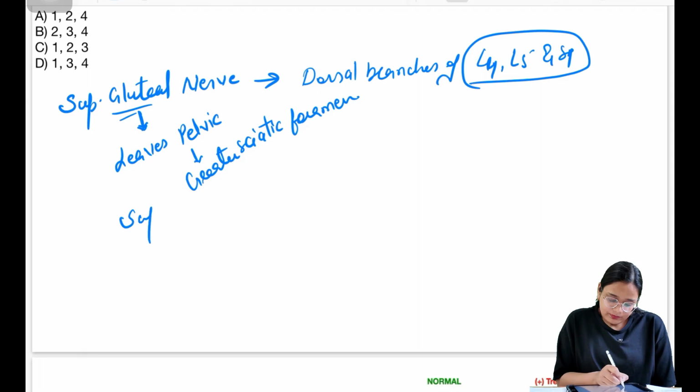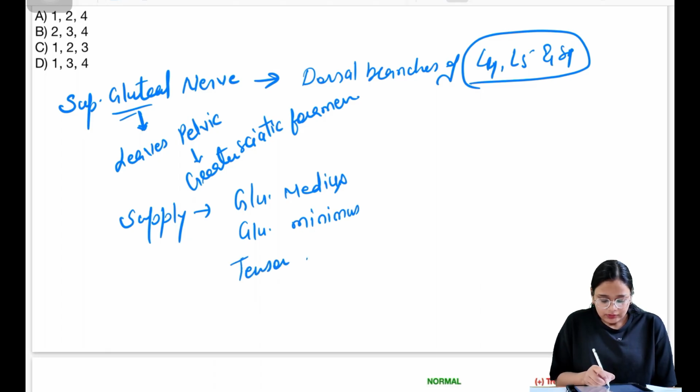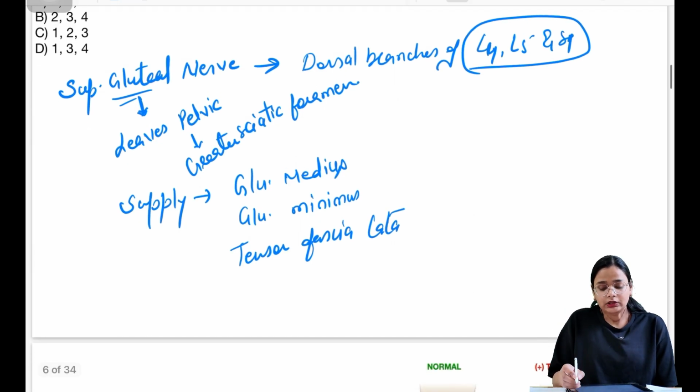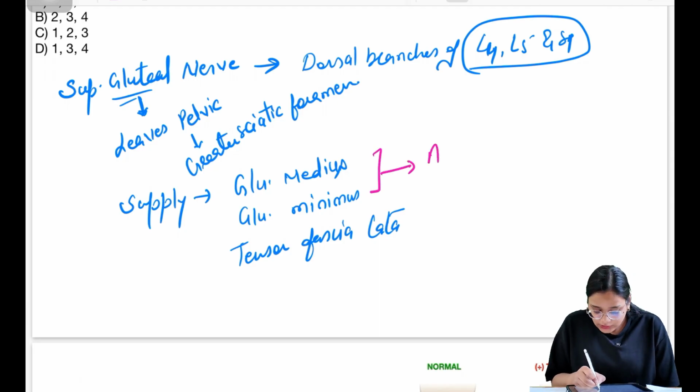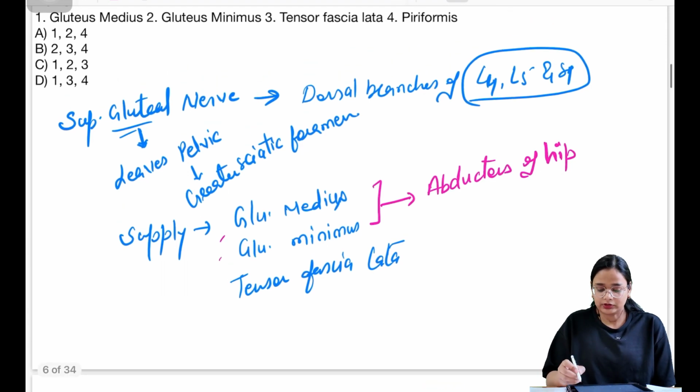Now, supplies. It supplies mainly three muscles. One is gluteus medius, the other one is gluteus minimus, and the third one is tensor fascia lata. All these three muscles are supplied by the superior gluteal nerve. Of these, gluteus medius and minimus are also the abductors of the hip. So these will stabilize the hip during walking. Whenever we are walking, our hip is stabilized by these two main muscles, gluteus medius and gluteus minimus.